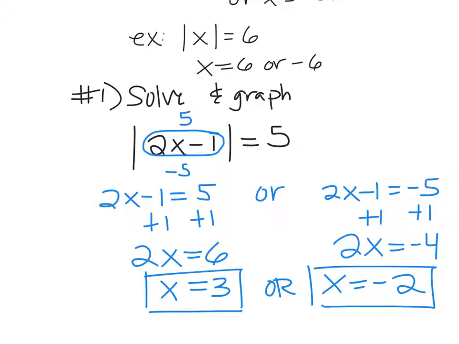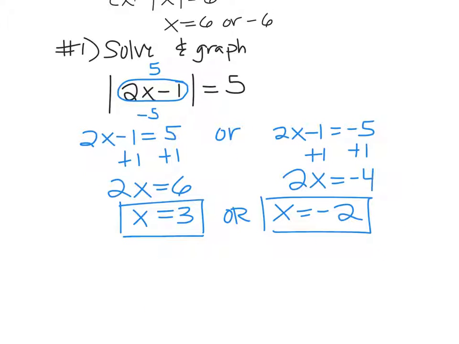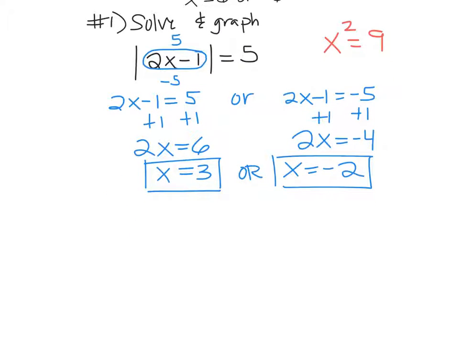2 answers. Have you ever solved and gotten 2 answers before? Yeah, probably. You know there's 2 answers to this: x squared equals 9. What are they? 3 and -3. Good job. Yeah. Okay, I get off track.